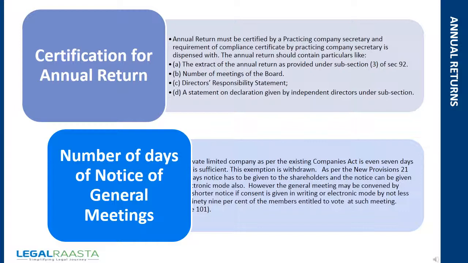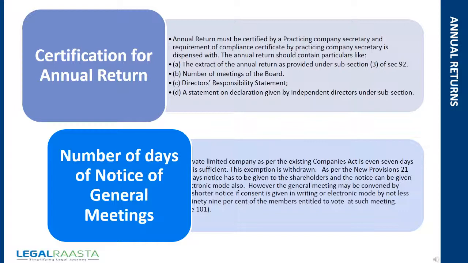Number of days of notice of general meetings. For a private limited company as per the existing Companies Act, even 7 days notice is sufficient. This exemption is withdrawn. As per the new provisions, 21 clear days notice has to be given to the shareholders, and the notice can be given by electronic mode also. However, the general meeting may be convened by giving shorter notice if consent is given in writing or electronic mode by not less than 99% of the members entitled to vote at such meeting.